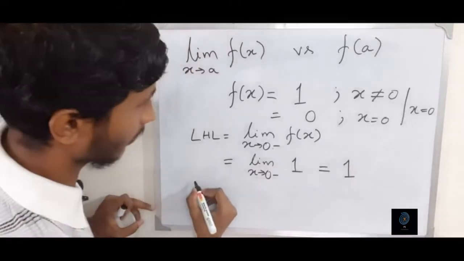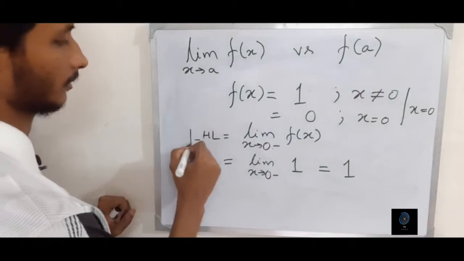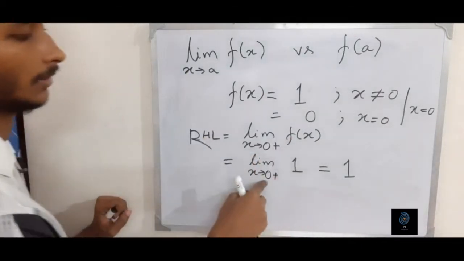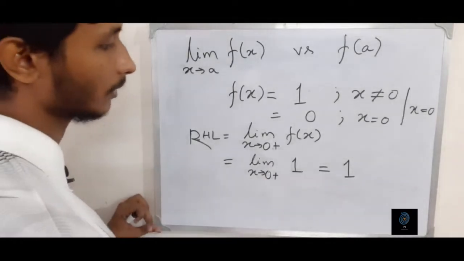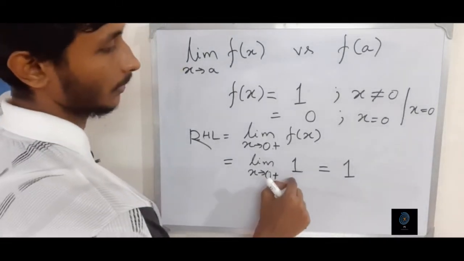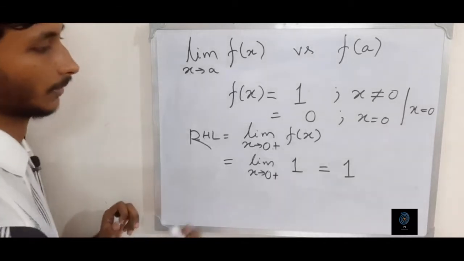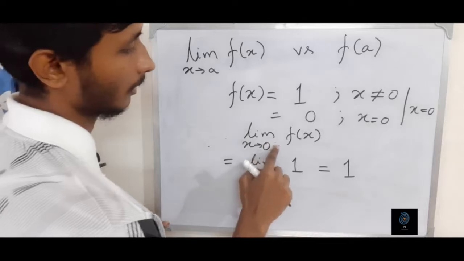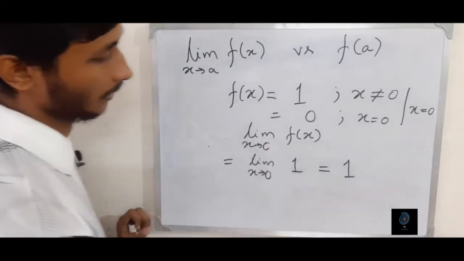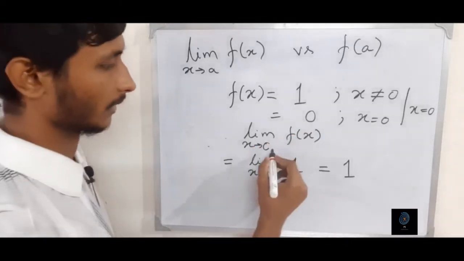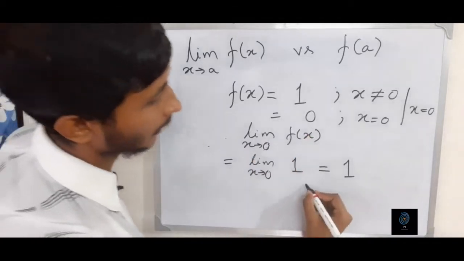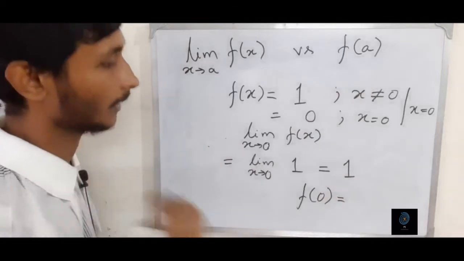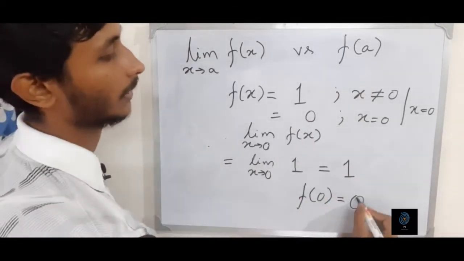And the right hand limit, if we try to compute limit x tends to 0 plus f(x), in this case also x is always greater than 0 and x is never equal to 0, so this will be 1. So the right hand limit and left hand limit both will be equal to 1, so the limit of the function exists at the point x equal to 0 and is equal to 1. But if we try to compute the functional value at x equal to 0, then from the definition we get f(0) equal to 0.